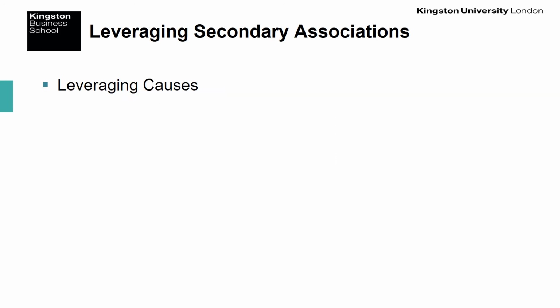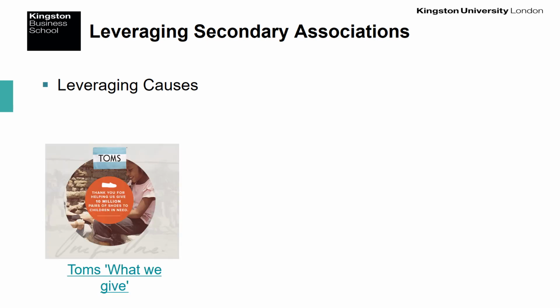Leveraging causes can be very effective for a brand and is increasingly important as customers place great store on brands' corporate social responsibility record and their ethics. A very good example here is Tom's. Tom's is a brand of casual canvas shoes, and social responsibility is really hardwired into the DNA of the brand. It was part of the brand from the very start. Every time someone buys a pair of Tom's shoes, the company gives a pair of shoes to somebody in need in a part of the world, such as Africa or parts of Latin America. And there's a hyperlink at the bottom to find out more about Tom's.